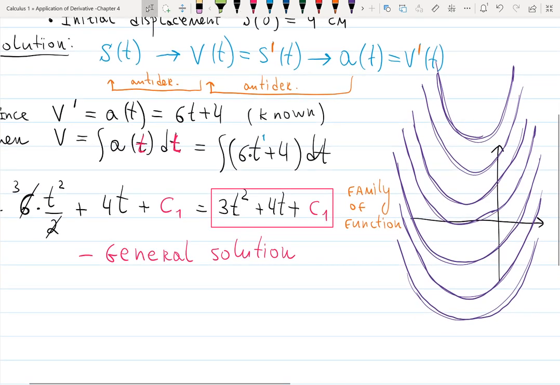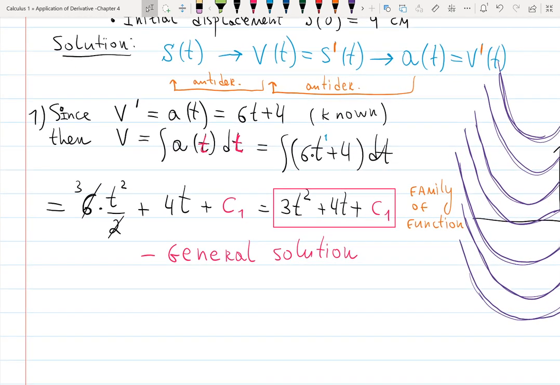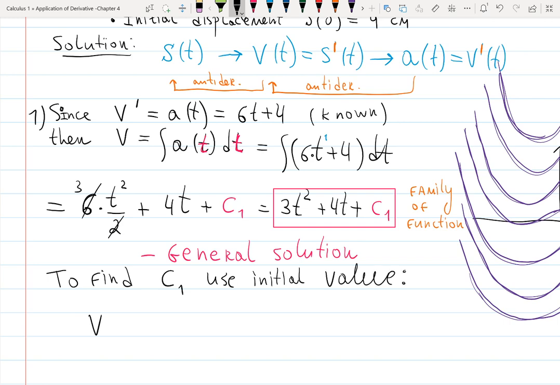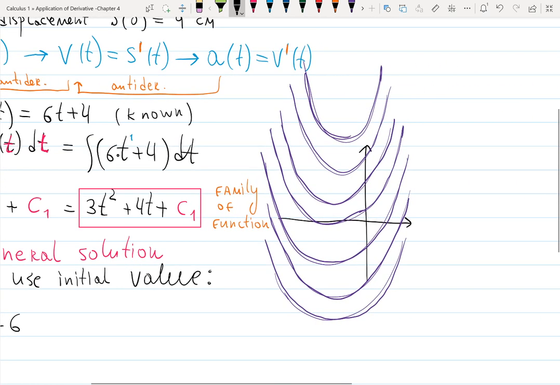Well, to capture one of those functions, I will write down this way. To find that particular c, to find c1, use initial value. And initial value is v at 0 is -6. On the graph, it will look like this.